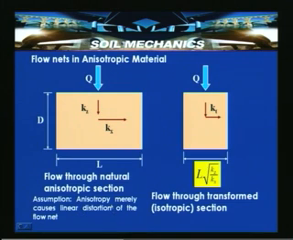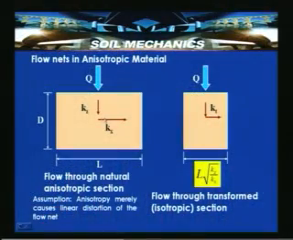The assumption is that anisotropy merely causes a linear distortion of the flow net. On this assumption, consider the flow through the natural anisotropic section shown here, where D is the depth and L is the length, Kx is the permeability along the x direction, Kz is in the vertical direction, that is the Z direction, and Q is the amount of flow occurring through this.